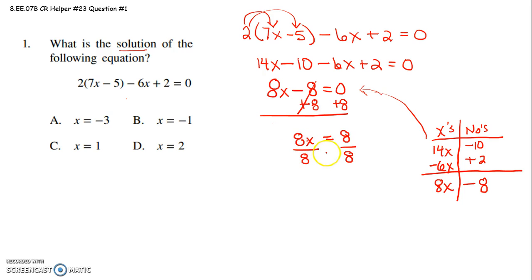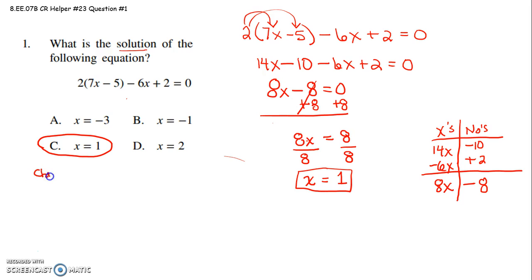Undo multiplication with division. 8 divided by 8, fancy form of 1. That's 1x, and I can just write that as x. 8 divided by 8, fancy form of 1. And there you have it. The answer is x equals 1. So I know this should be the answer. But here's why we do a check.